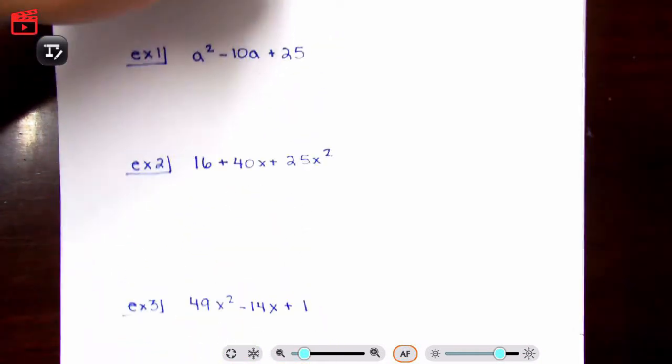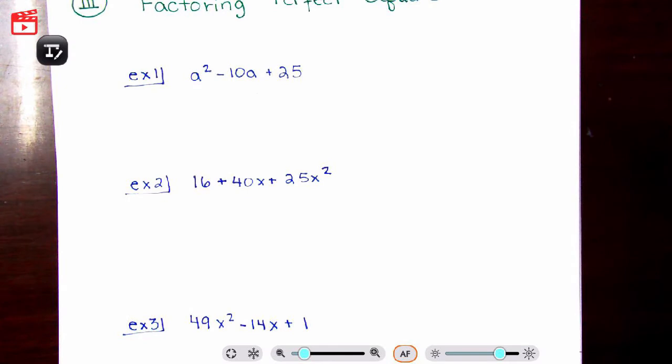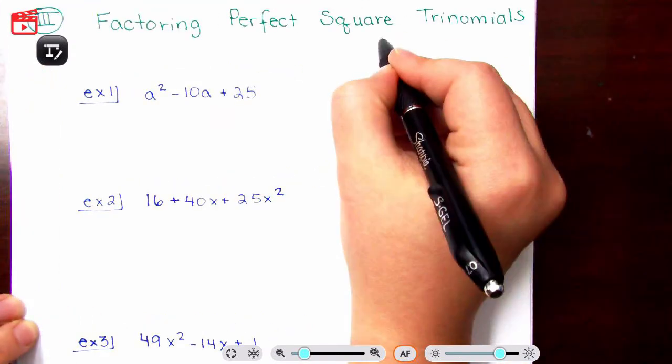So you have two perfect square trinomials. You have either pluses or minuses. So what we're looking for, here's a thinking bubble.